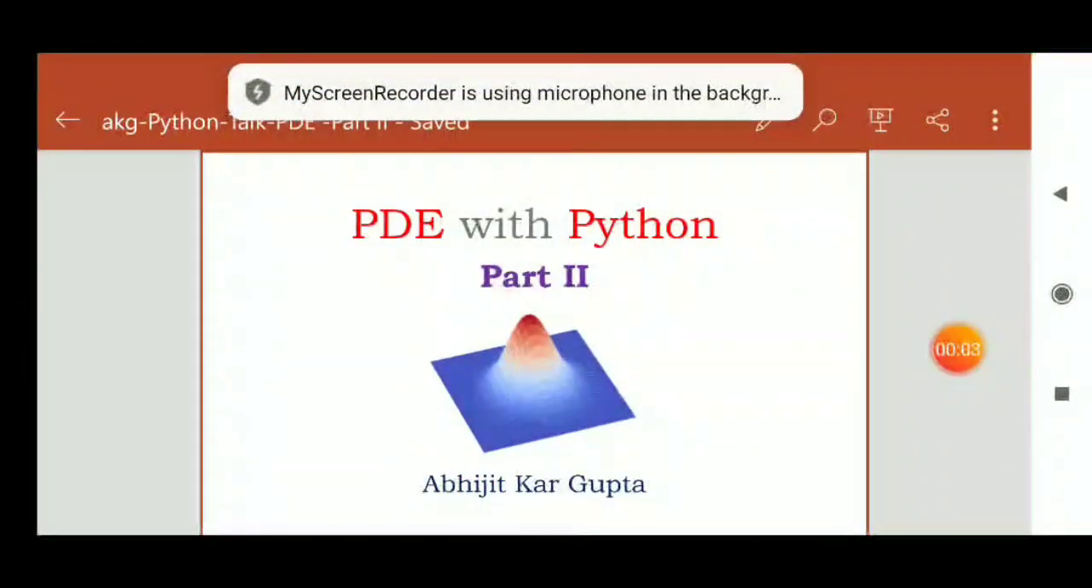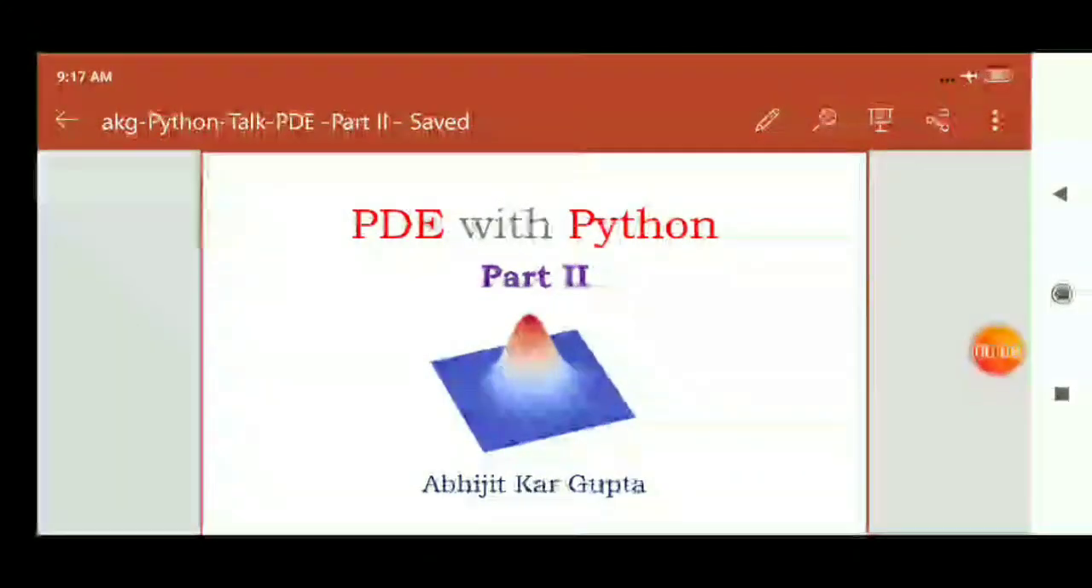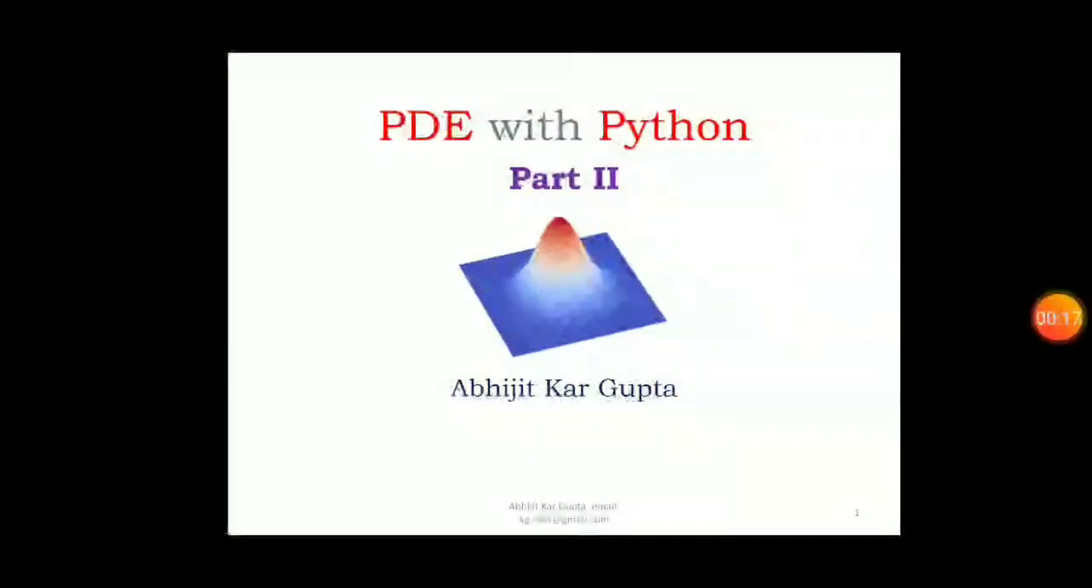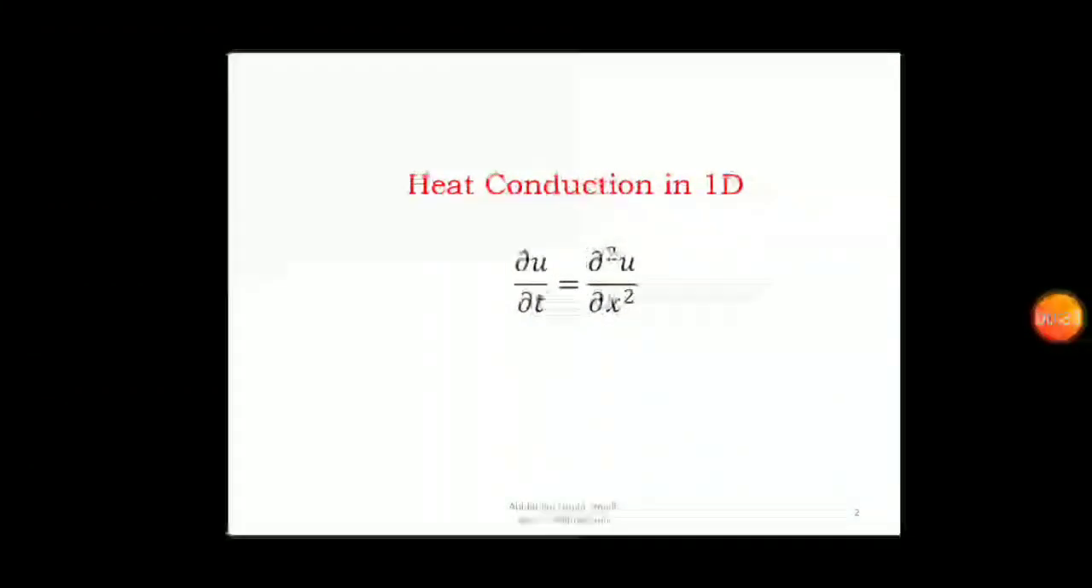Okay, so we begin partial differential equations with Python, part 2. Let us see where we left off in the first part. We were discussing the problem of heat conduction in 1D, diffusion in 1D, and the equation is as simple as that: del u del t equal to del squared u del x squared. So first order in time and second order in space.